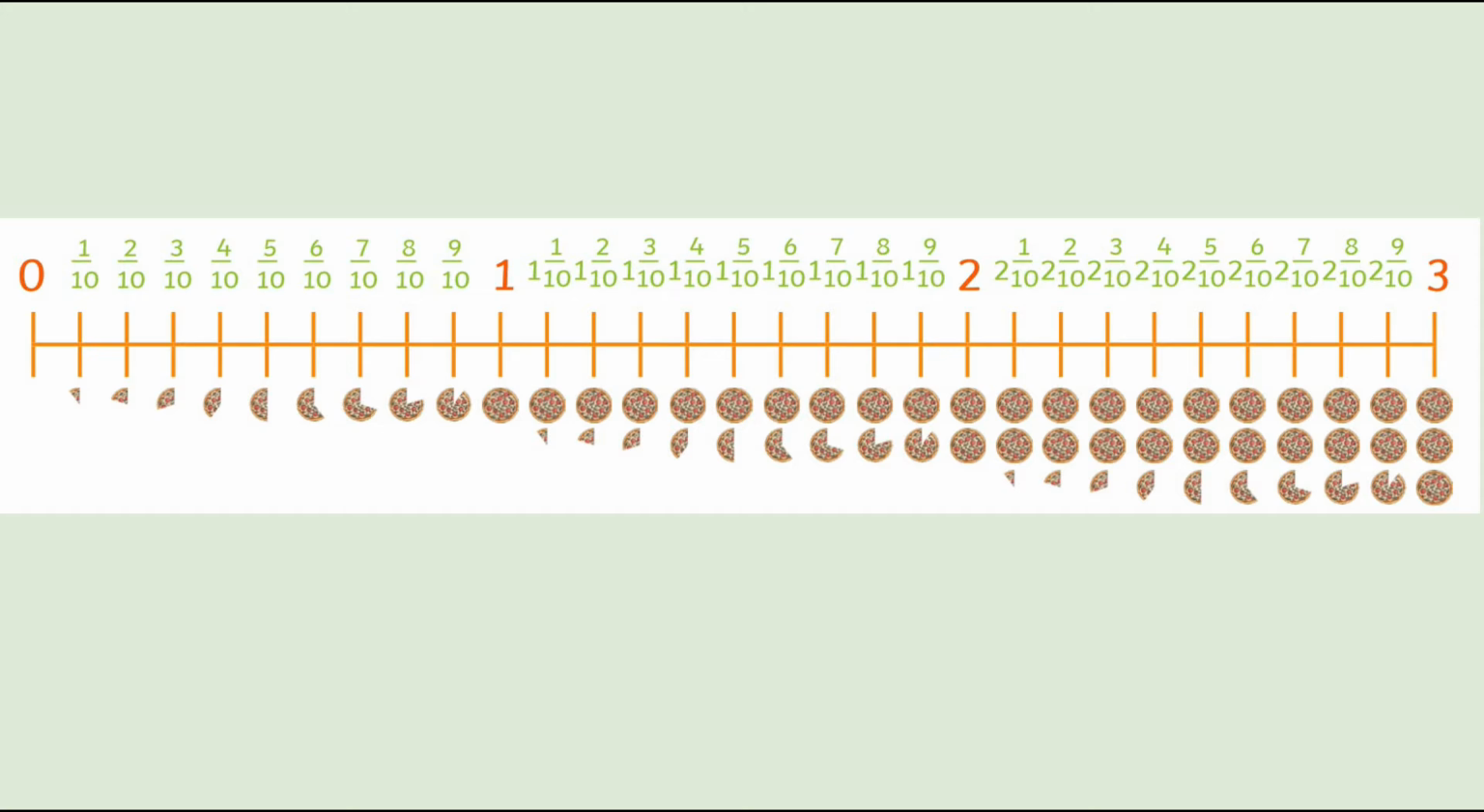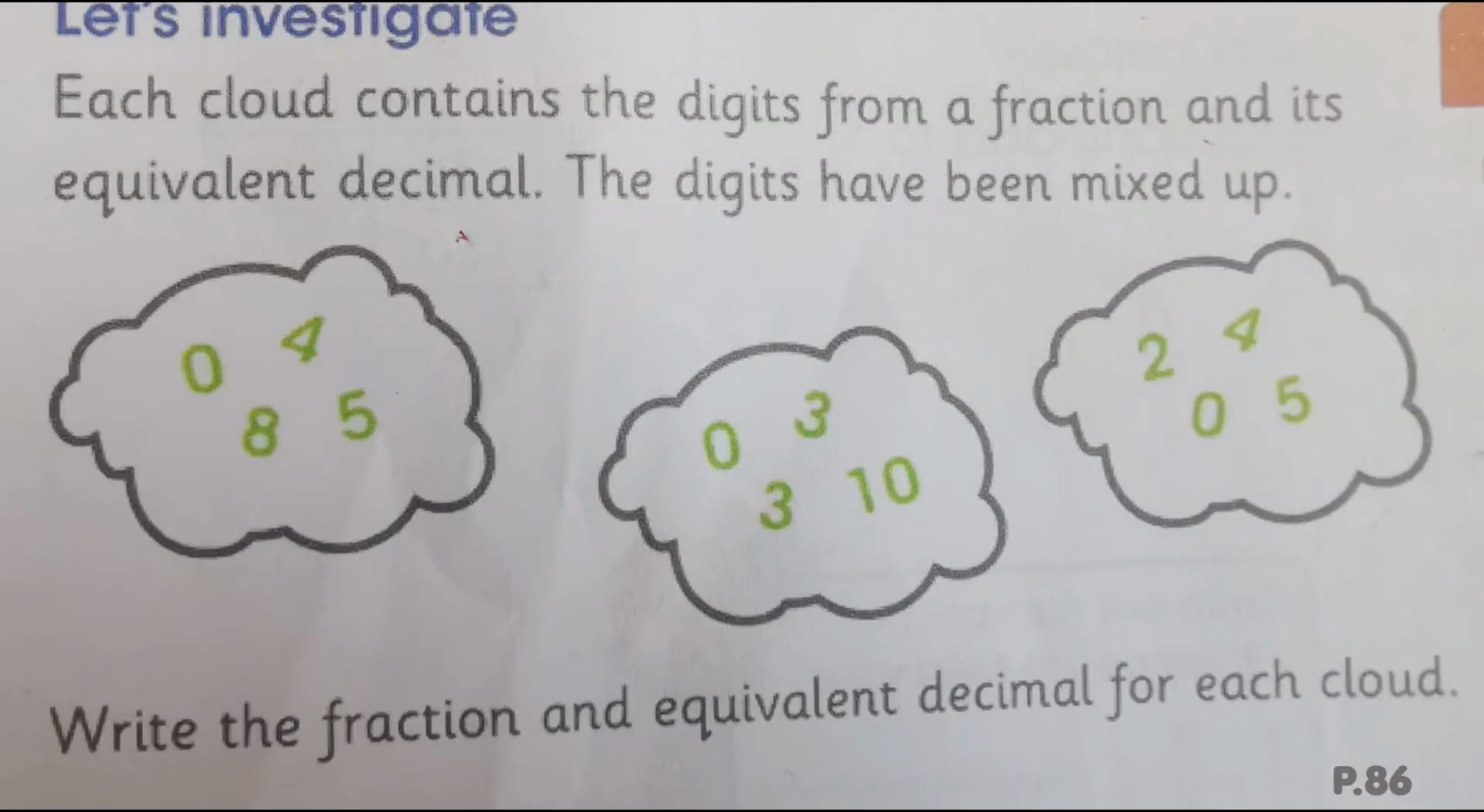Let's go back to the book and solve some examples. If you go to your books on page 86, the first exercise we have here is "Let's investigate." Each cloud contains the digits from a fraction and its equivalent decimal. The digits have been mixed up. Write the fractions and the equivalent decimal for each cloud. So each cloud contains a fraction and its equivalent in decimals. Equivalent means exactly the same or equal to.